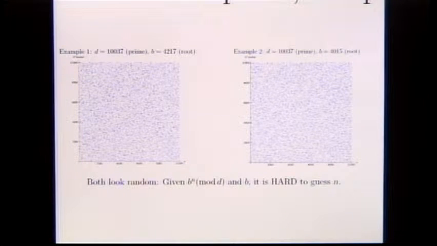Both sequences look random. What do I mean by random? If I tell you the y-axis value, if I say, when do I hit 6,000? Well, you know that there's some point where you hit 6,000, but where on the x-axis is the point that matches 6,000?